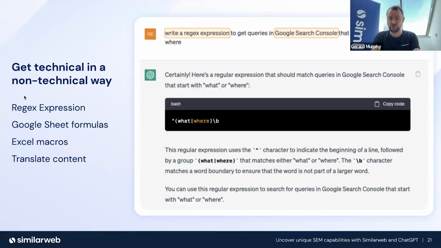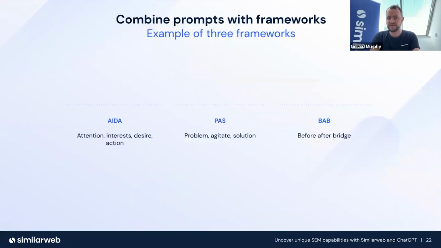It can also be extremely useful for things like Google Sheet formulas, Excel macros, or even, for instance, translating content. You can use it in many different ways, despite not having 100% knowledge of what that thing is. A really fantastic way is to use frameworks. So these are some industry standard frameworks, like, for example, AIDA. It stands for attention, interest, desire, and action.